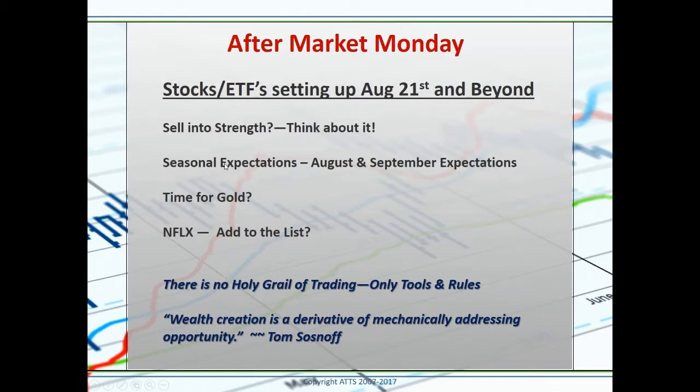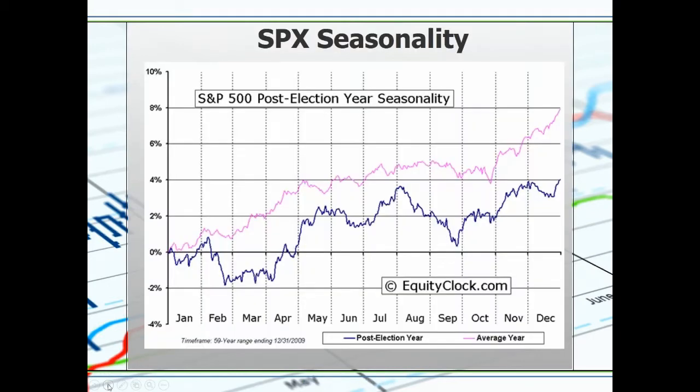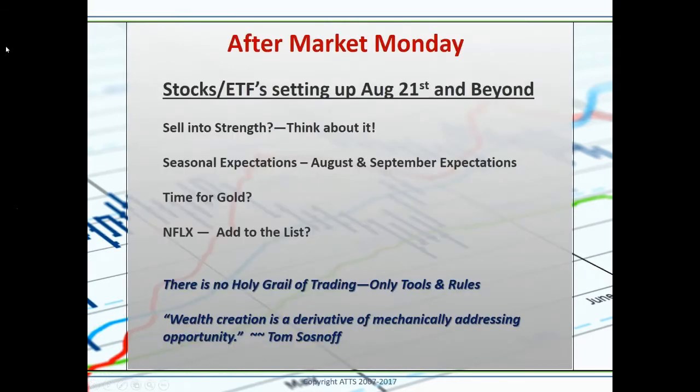Seasonality expectations, August and September. We've talked about that previously. August, most volatile month of the year. Historically, September, the worst performing month of the year. Is it time for gold? Gold may be setting up to move higher. A couple of ways I'll be trading gold. Netflix. Do we want to add Netflix to our list of potential stocks to trade? Is it setting up right now? So I think that should give us really good coverage to move in.